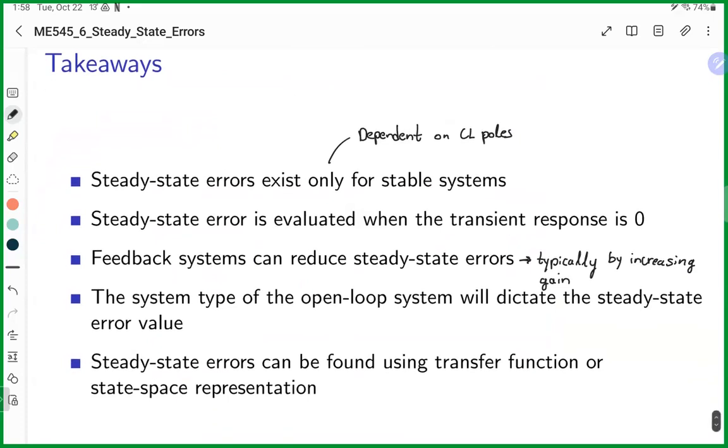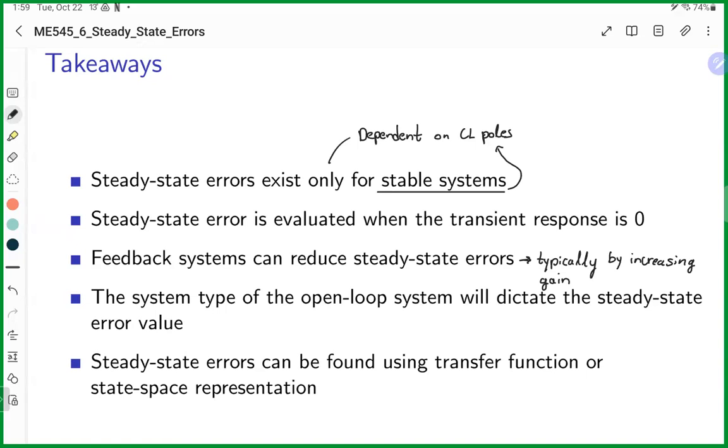Now, steady state error is evaluated when the transient response is 0. So if the system is unstable, the transient response will grow to infinity. So there is no steady state error. That's why it's only applicable to stable closed loop systems. And this is why the transient response of the errors is still dependent on the closed loop poles.